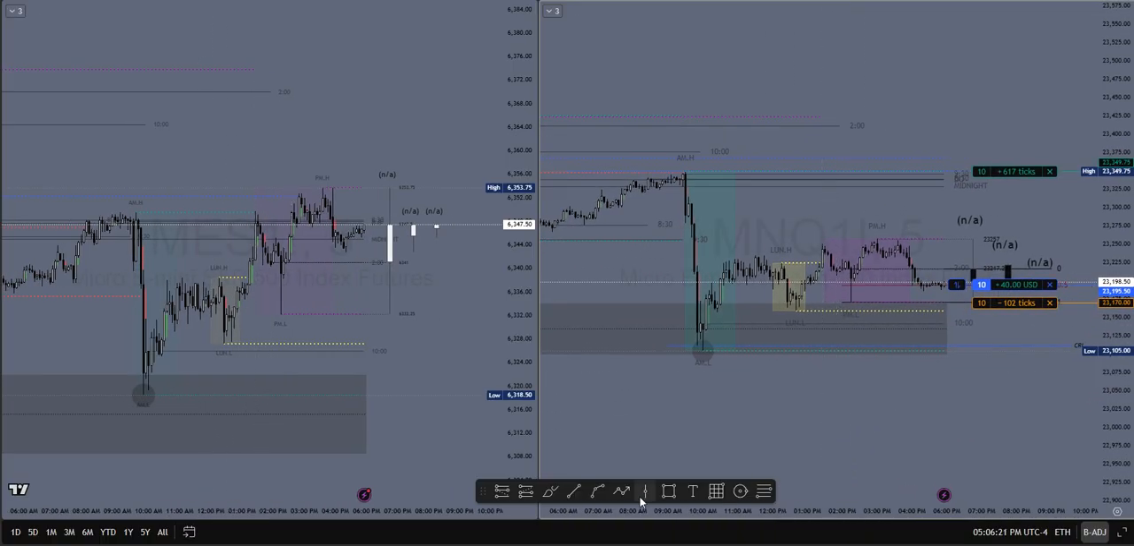We got it simply right here. Standard deviation is PO3 or AMD. What is AMD? We have accumulation, manipulation, down into a PD array, which supports it even more, then distribution. Yes, we're chopping around, but this is distribution.